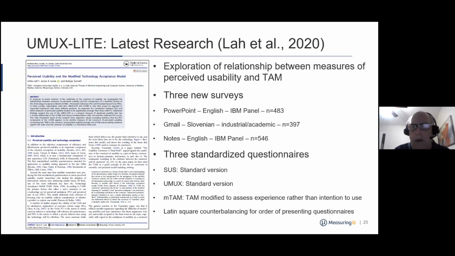Now, you may recall that the TAM items are set up to ask about intended future use. So the modification was just barely modifying them so that you're asking people to assess their experience with it using those same items rather than projecting future use. We used a Latin square to counterbalance the order of presentation, and it turned out that the order of presentation didn't matter in any of the cases, whether people saw the SUS, UMUX, or modified TAM first.